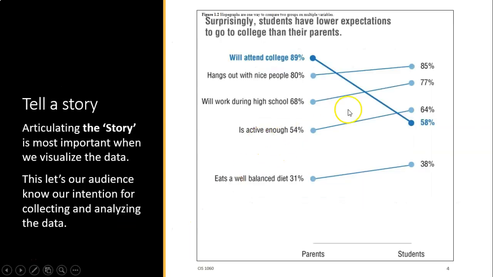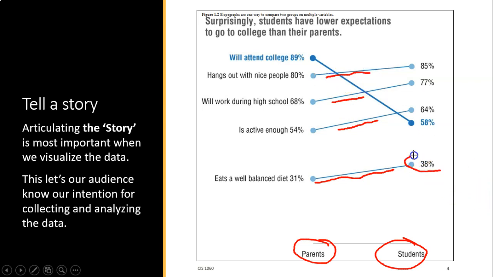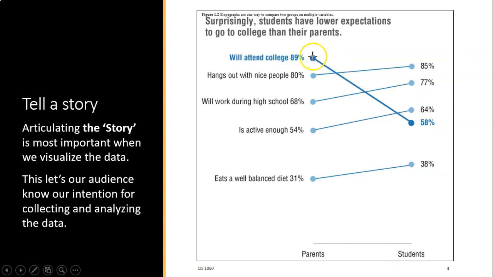So what we can do is improve the data visualization and use a different type of graphic. This is a slope line, and we can see that in all areas, with parents on the left and students on the right, based on the slope, everything is in favor of or an improvement for the student side, with one exception, right? And that exception is this line right here. That's showing that there's a major decline in the difference of college attendance between what the students think and what their parents think.